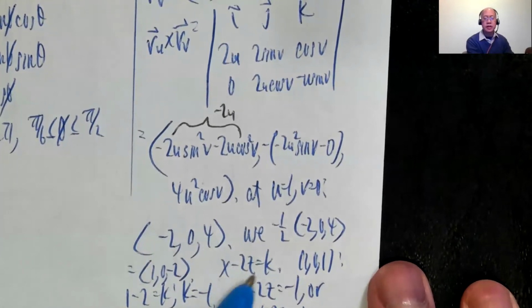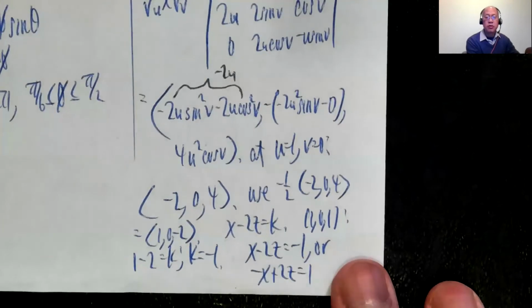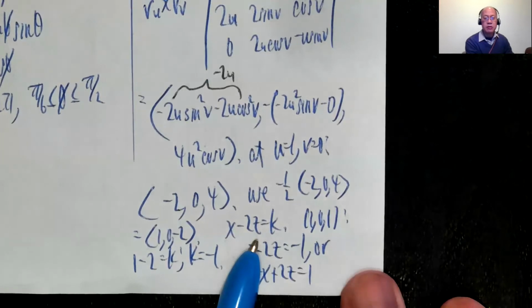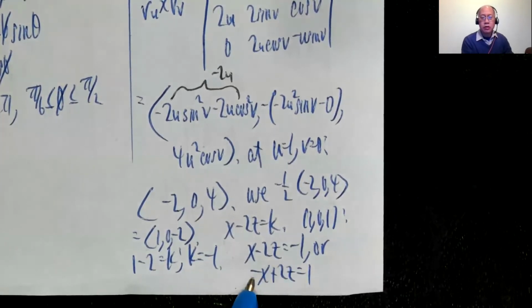So x minus 2z equals k. Plug in the given point 1, 0, 1. Okay. So 1 minus 2 equals k, or k is negative 1. So x minus 2z equals negative 1, or negative x plus 2z equals 1. It's a little bit cleaner.